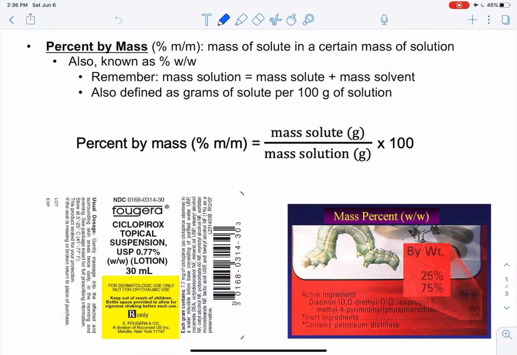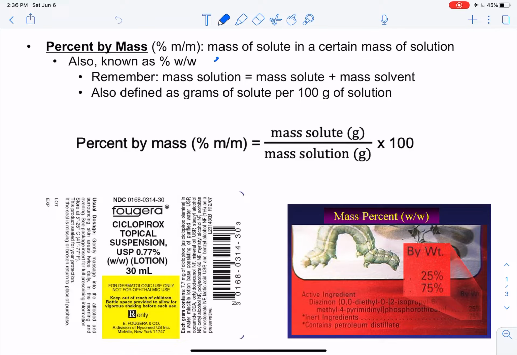Hi students! Here we are taking another look at a different way of representing concentration. So we've already looked at molarity and percent mass over volume, and now we're going to take a look at percent by mass. It's also called mass percent and weight percent and percent by weight.